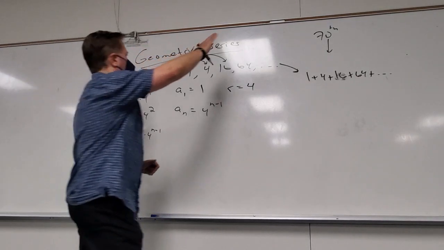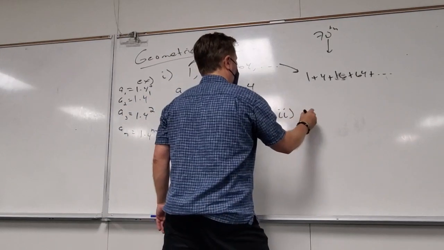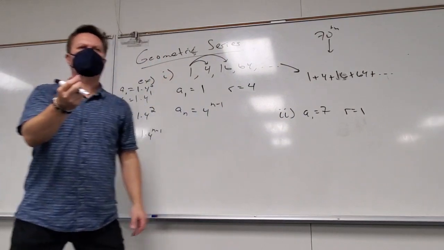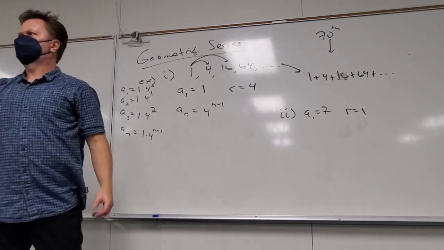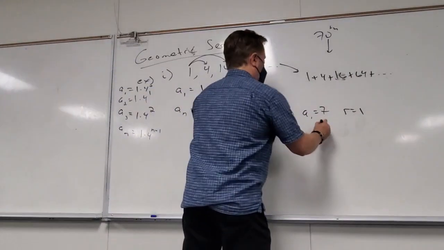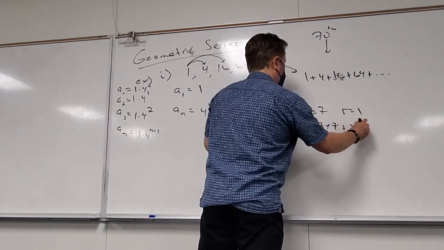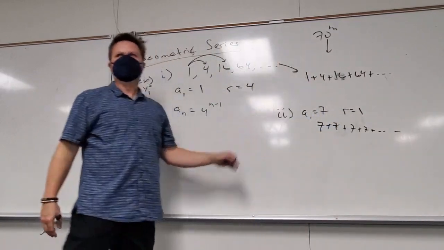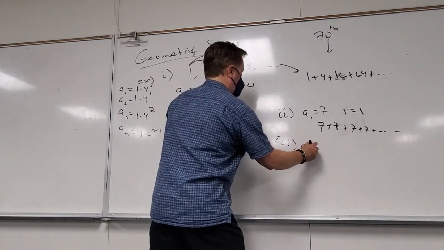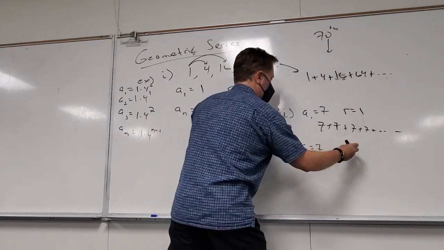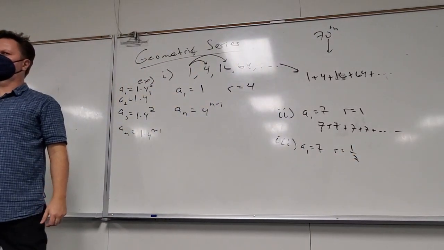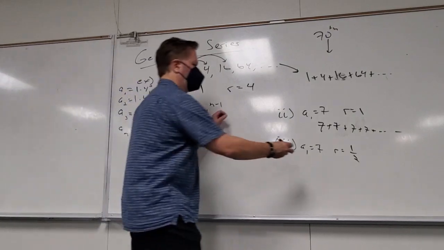Okay, all right. So let's see. What if R was 1? What if A1 was 7 and R was 1? Can anyone figure out what that sequence would be? 7, 7, 7. So that diverges, correct? So that would be 7 plus 7 plus 7 plus 7. Okay. But what if A1 is 7, but R is 1/2? What would the elements be?